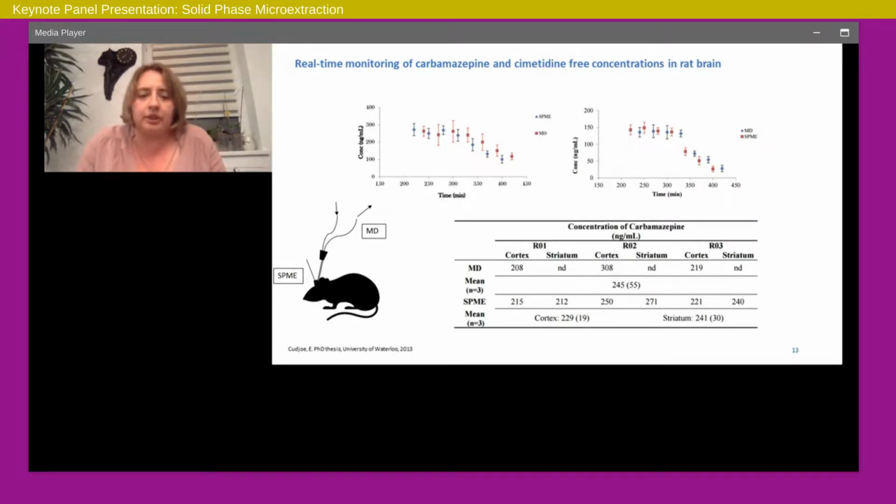On that picture, you can see that we are also using pharmacokinetic profiling of carbamazepine, but from the rat brain. And for this type of studies, we are also using microdialysis for comparison, because this is basically a gold standard, I would say, for brain studies. And as you can see, again, the data was in full agreement between the two methods.